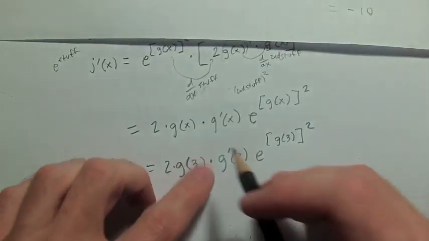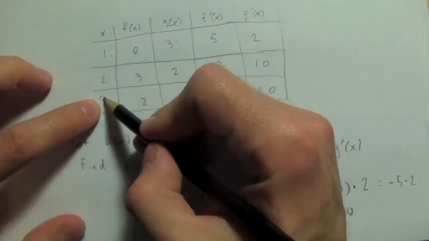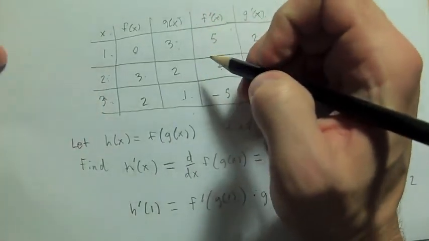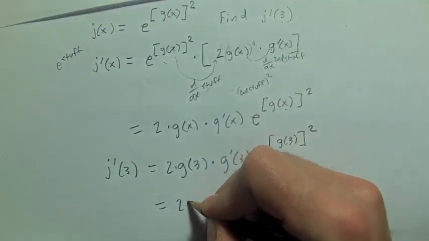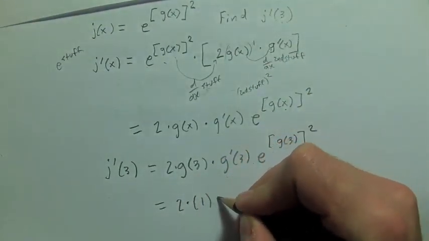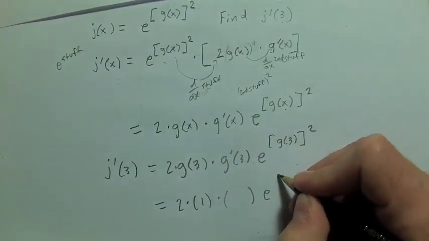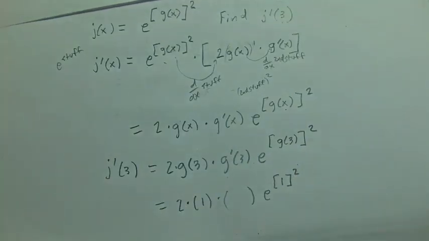So first I'm going to look for g of 3. G of 3 is thankfully 1. That's actually going to simplify things quite a lot. So g of 3 is 1, so I get 2 times 1 times something. I'll fill that in a second. All to the e raised to the 1 squared.